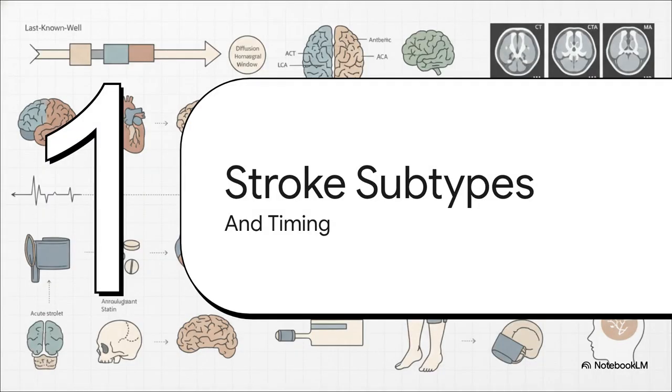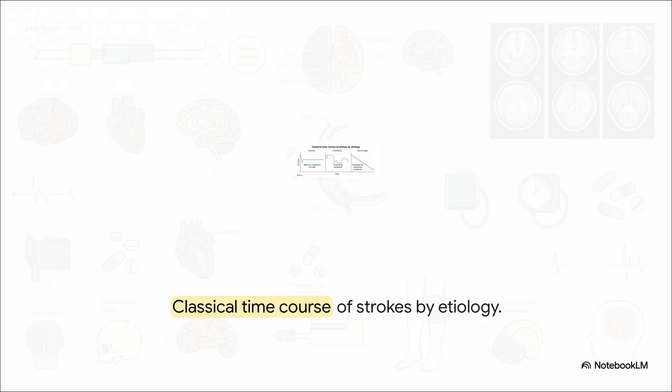Moving to part 2, stroke subtypes and timing. Differentiating the etiology relies heavily on the time course. Embolic strokes are abrupt, maximal right at onset. Thrombotic strokes, on the other hand, usually have this stuttering progression over time. And intracerebral hemorrhages tend to progress steadily over minutes to hours, often with early focal deficits along with headache, vomiting, or a drop in alertness.